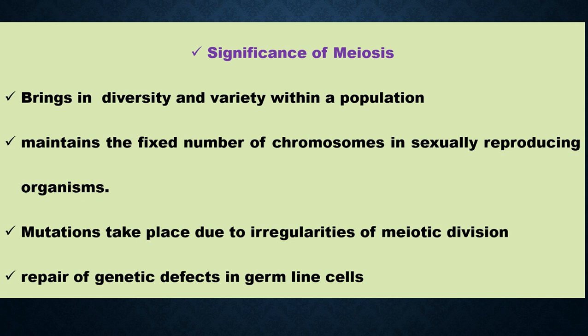I hope you remember about the recombination that we were studying. This is how new traits are created. It maintains the fixed number of chromosomes in sexually reproducing organisms. Mutation takes place due to irregularities of meiotic division and repair of genetic defects in germline cells.